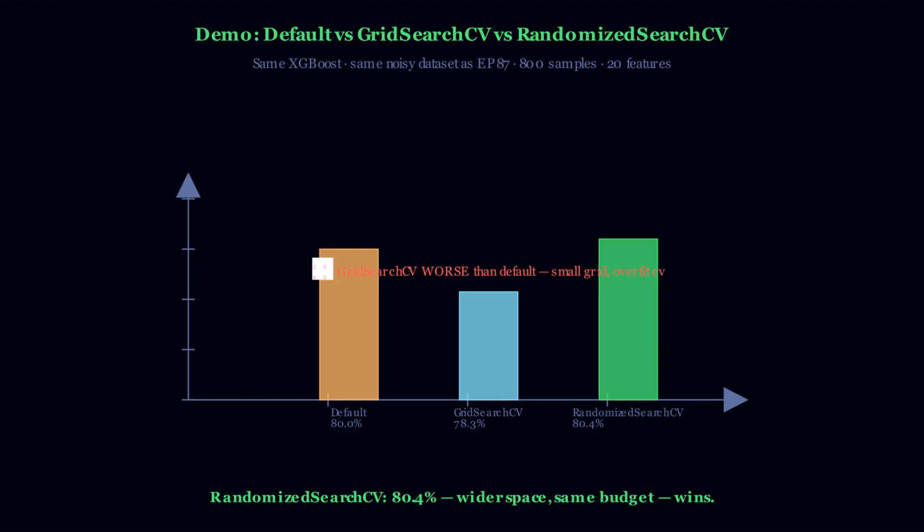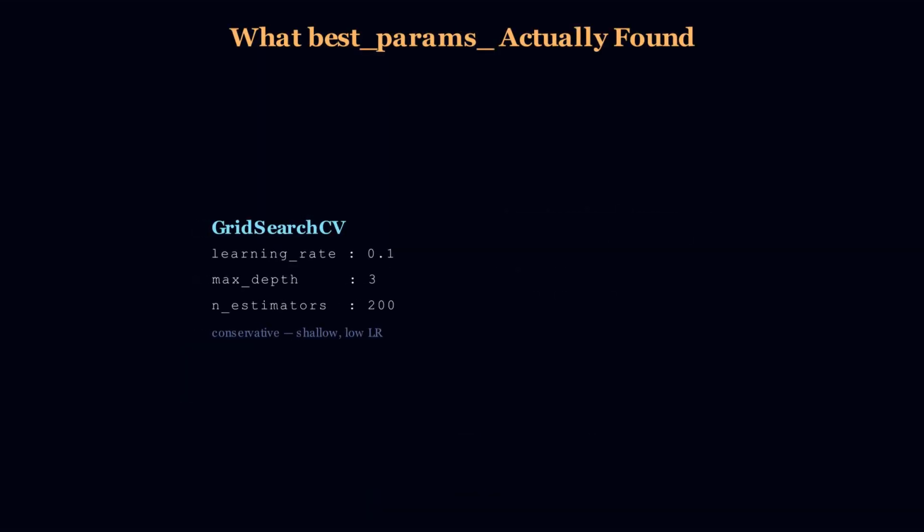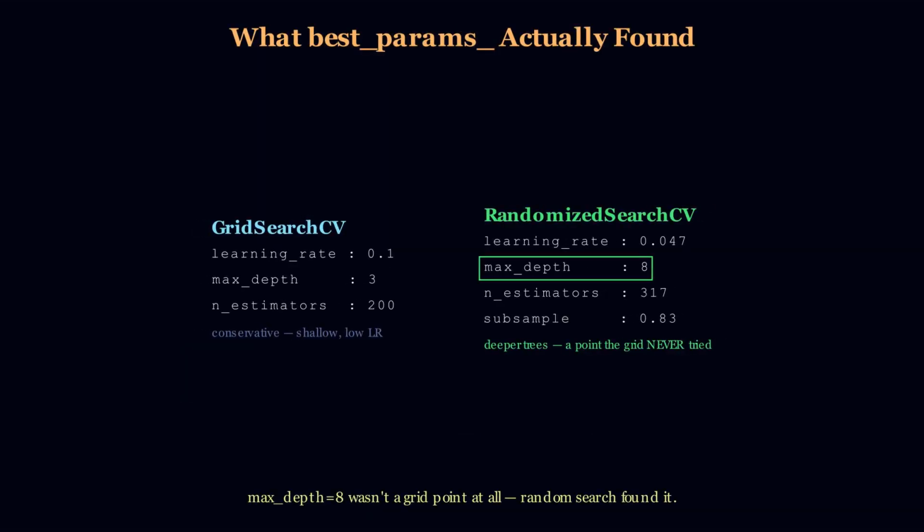That's a real risk. Every search object stores best_params_ after fitting, no extra work. Grid landed on a shallow, conservative combo, max depth 3. Random search found something the grid never could, max depth 8. That combination simply wasn't a point on the grid at all.